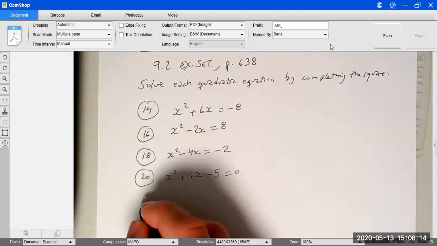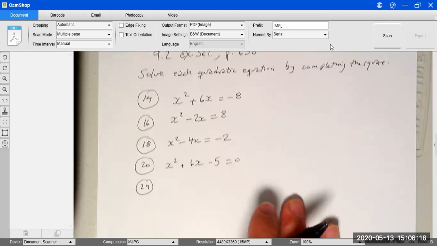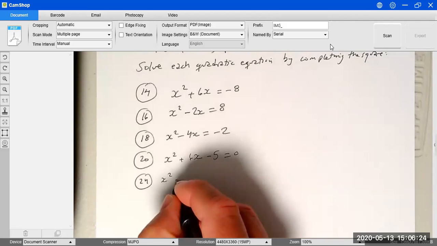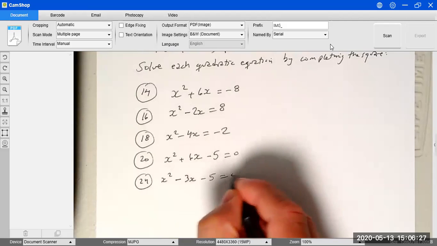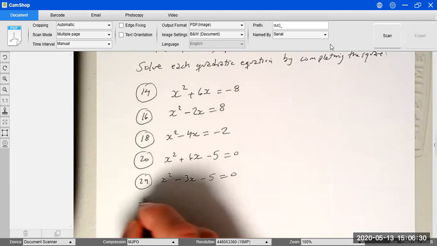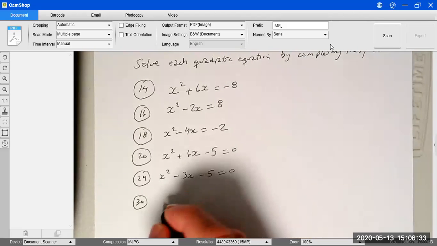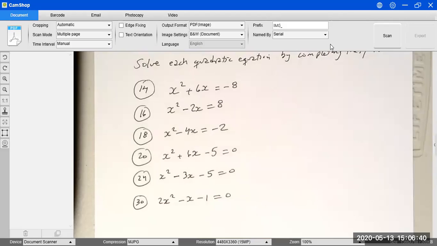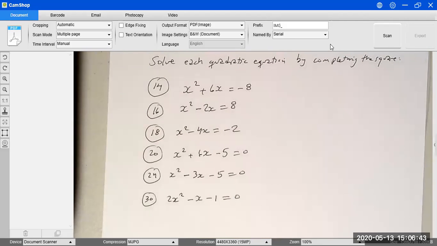Problem 24 is x squared minus 3x minus 5 equals 0. And finally, problem 30: 2x squared minus x minus 1 equals 0. So solve at least two or three problems, and then you can solve the other ones later. If you want to continue with me to finish the next section today, we can. Otherwise, we're going to spend more time on this section and we can continue on Monday.